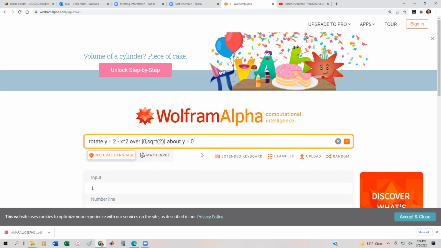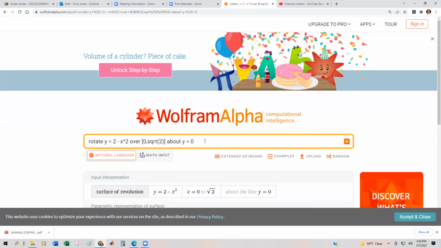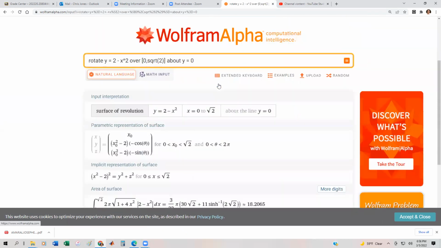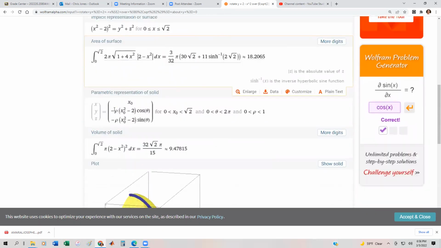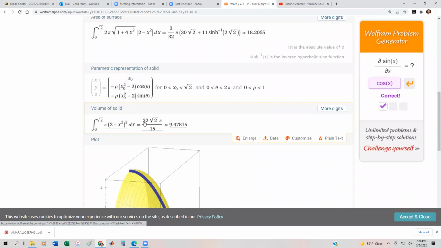Now we could say in quadrant 1. Another way to do this is just to omit that, and we could just say in quadrant 1, but this implicitly says that it's in quadrant 1 anyway. Okay, so let's see what we get out of this. And hopefully I don't have to make this video again. All right, so that's the area of the surface, which we don't care about. Volume of the solid: 32 roots of 2 pi over 15.